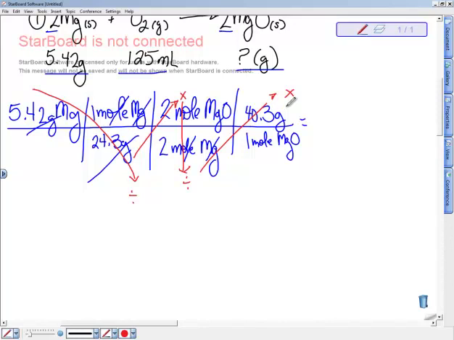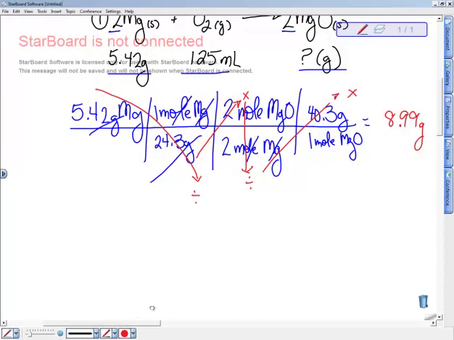So I'm going to take 5.42 divided by 24.3 times 2 divided by 2 times 40.3. All right, looks like over here I've got an answer of 8.988, so I'm going to give myself 3 sig figs. 8.99 grams is what I got for this one. Can anybody confirm that with me? Thanks, guys. All right. So there's one answer.